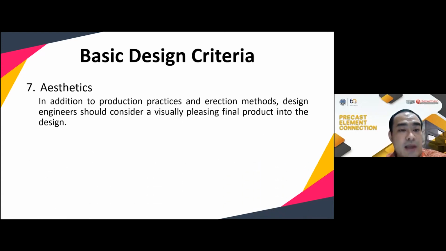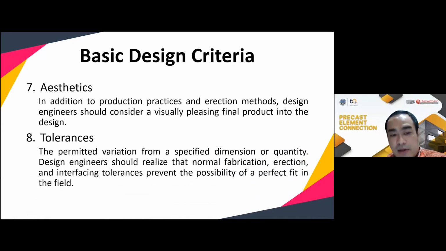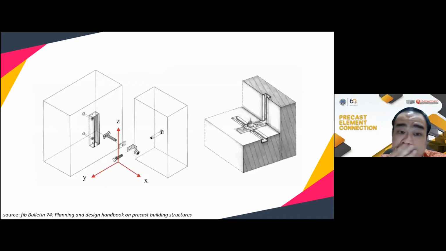And number 7 is aesthetics. This is usually where the architects will pay more attention. And then number 8 is tolerance, the permitted variation from a specified dimension or quantity. The connections should be designed to allow some movement, or some variation in the dimension, so that we can still install the structures. Otherwise, we may have problems later in the field.